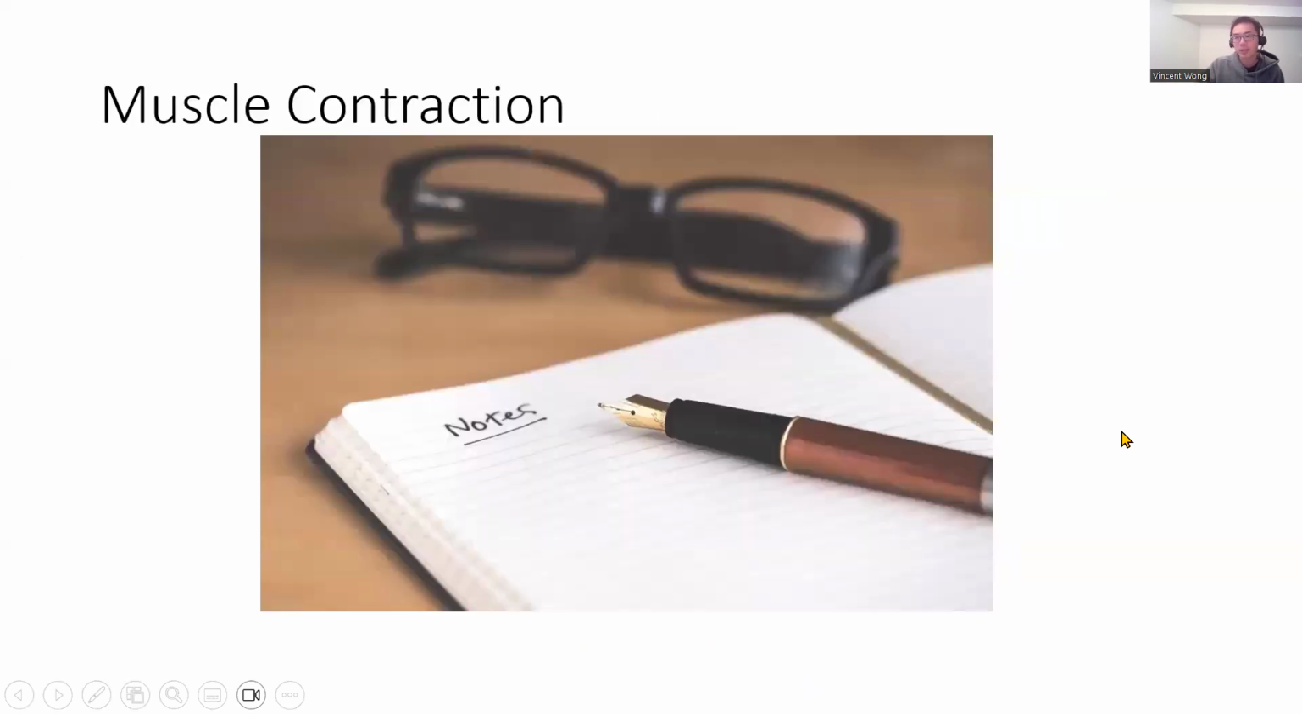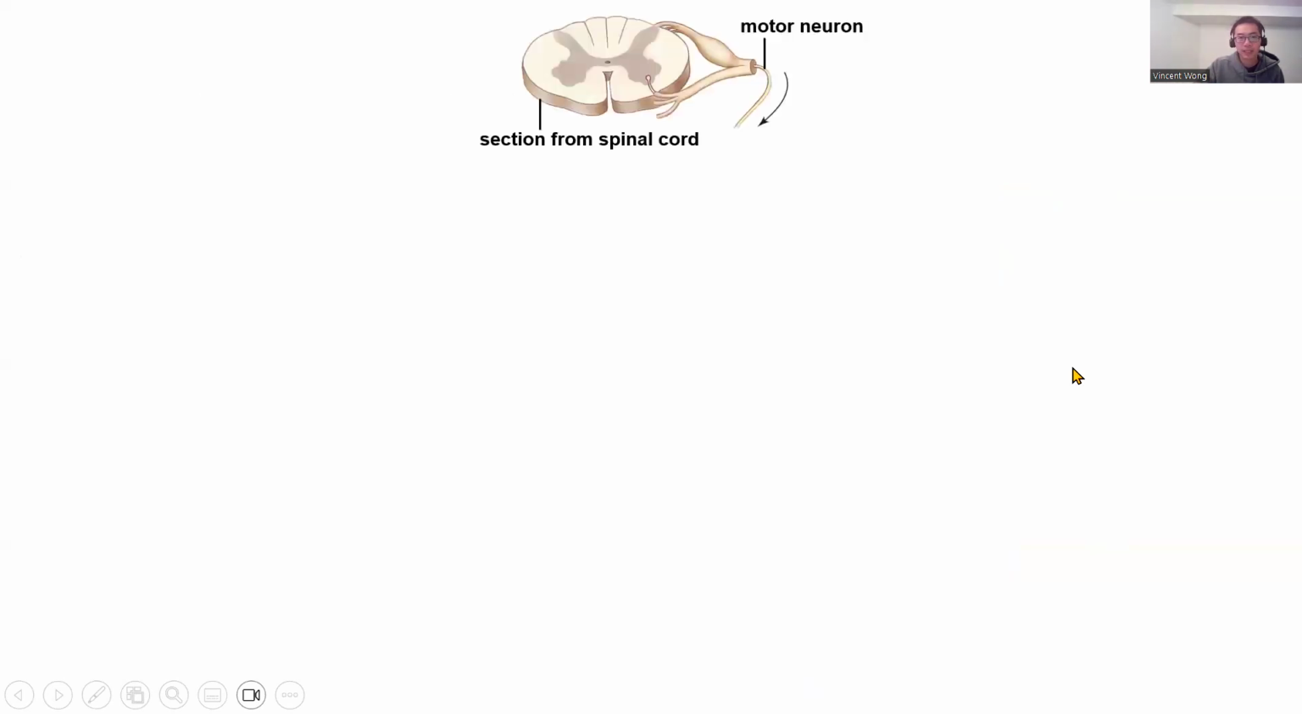Okay, so muscle contraction, right? I was going to give you a note, but I think I can just explain it with the diagram here. First of all, from the nervous system, we know that to move any part of the body, we need to send the signal from the primary motor cortex. That signal travels down the spinal cord and exits through the motor neuron.